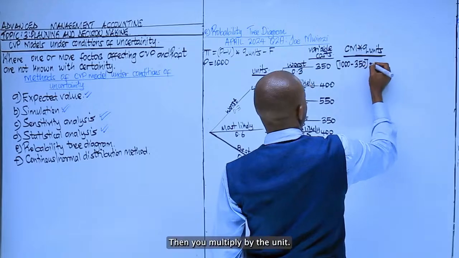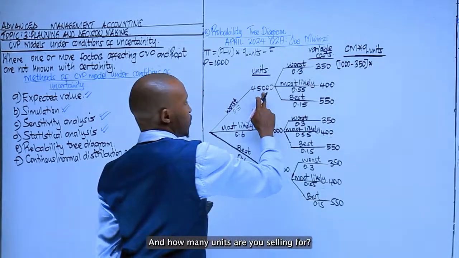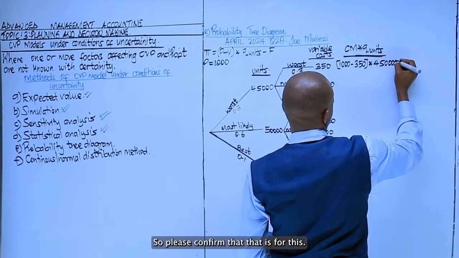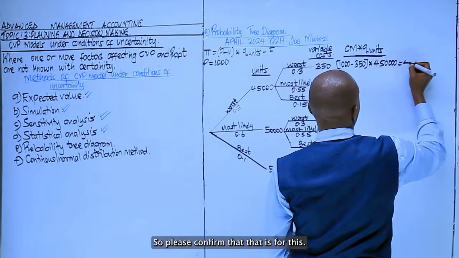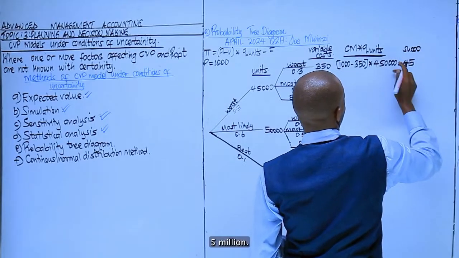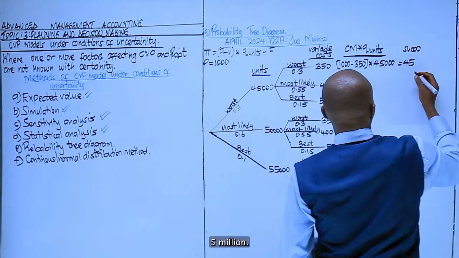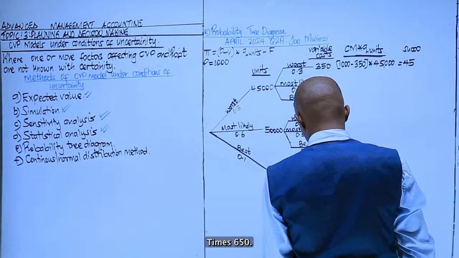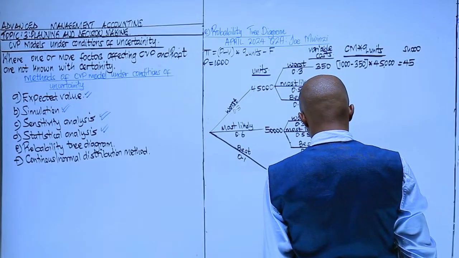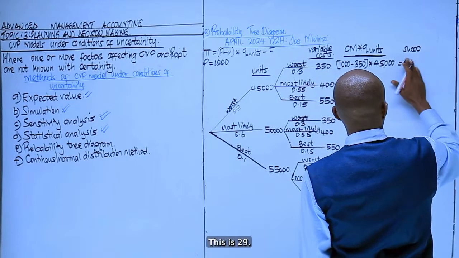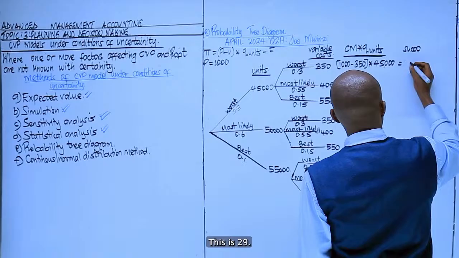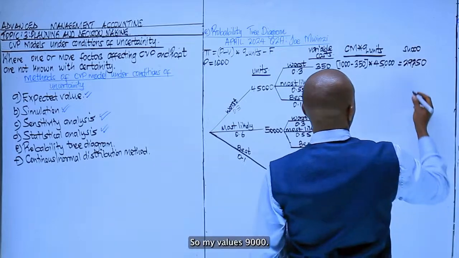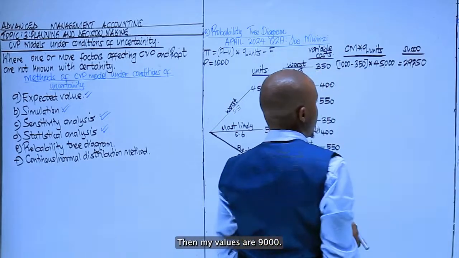Then you multiply by the units. How many units were you selling? 45,000. So please confirm that that is 45 million times 650. This is 29,250. So my values are in thousands.